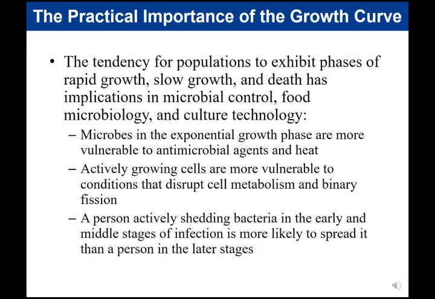A person actively shedding bacteria in the early and middle stages of an infection is more likely to spread it than a person in the later stages. This is why it's useful to know where bacteria are in their growth curve, because early on, those bacteria are more metabolically active than, let's say, bacteria that have been in the body for a while.